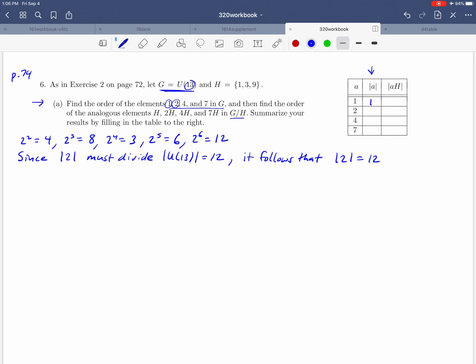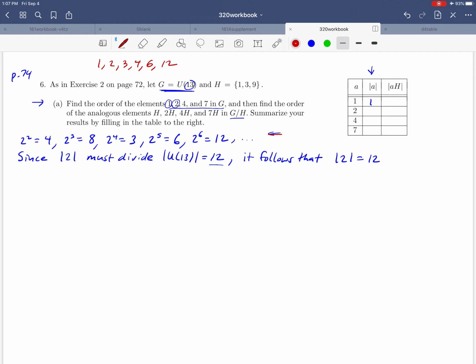Now how do we know that? That's like saying that we would have to continue this string of calculations here until we take 2 to the 12th. Well, think about this in terms of Lagrange's theorem. If the order of 2 is a divisor of 12, what are the possible divisors of 12? I'm going to just list them up here. 1, 2, 3, 4, 6, and 12.